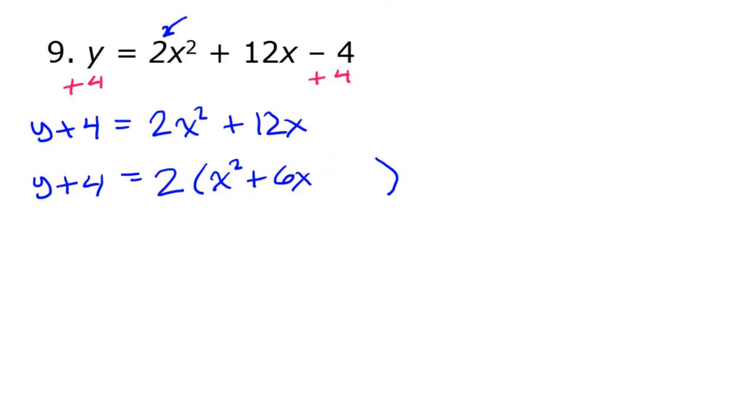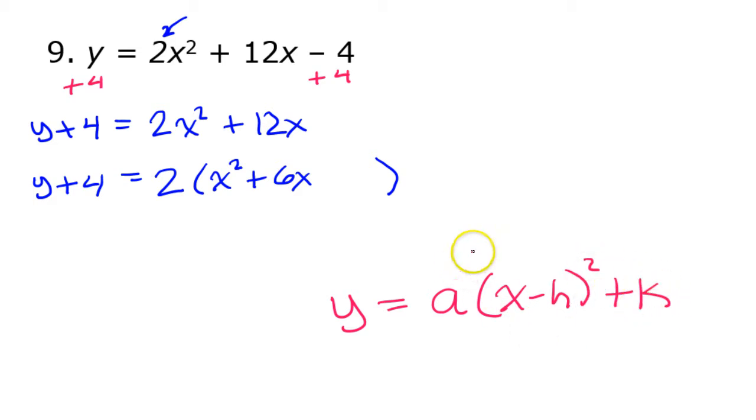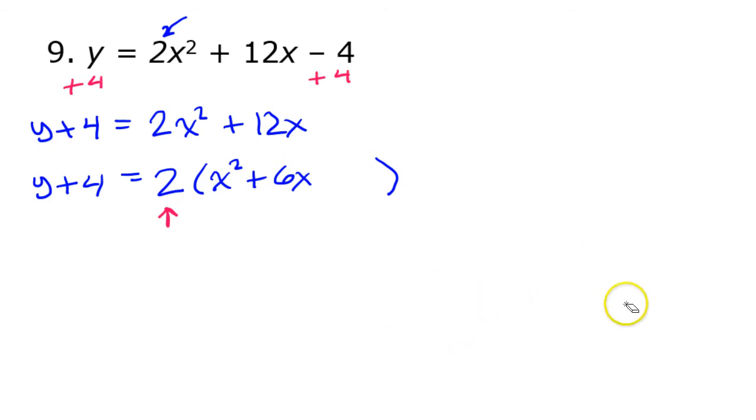By the way, the reason why we had to factor out the 2 is because a moment ago I showed you what vertex form looked like. Let me show it to you again. A times x minus h squared plus k. See that a value? That's going to have a lot to do with this 2 that's sitting out front. So vertex form has this a value out front. The a value is not inside the parentheses. So we had to pull it out in order to get the vertex form going.